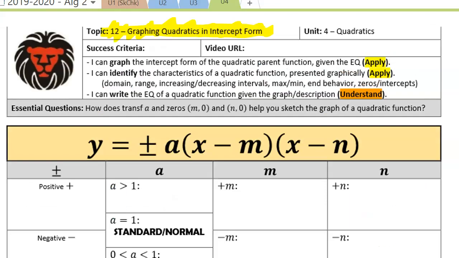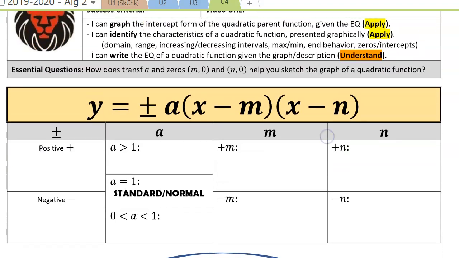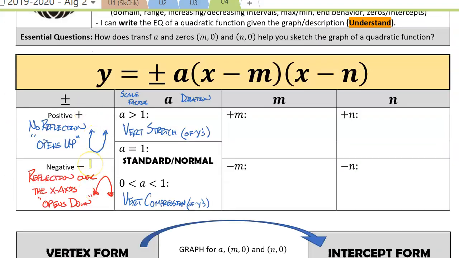So intercept form shares some of the same characteristics in that our plus and minus in front of our equation still means no reflection or reflection opening down. And our a value, if it's greater than 1, is still a vertical stretch. Our a value, if it's between 0 and 1, is still a vertical compression. And a equal to 1 is still a standard. So that notation that we've been using is still consistent.